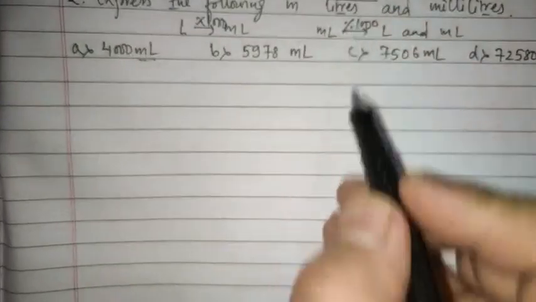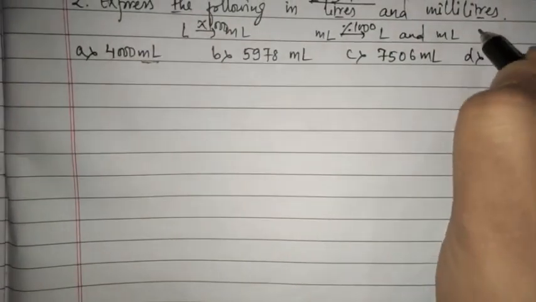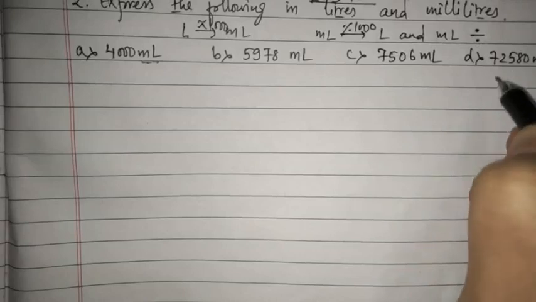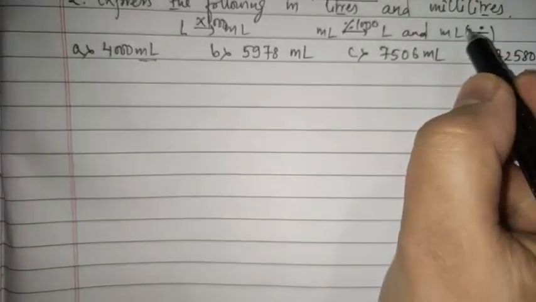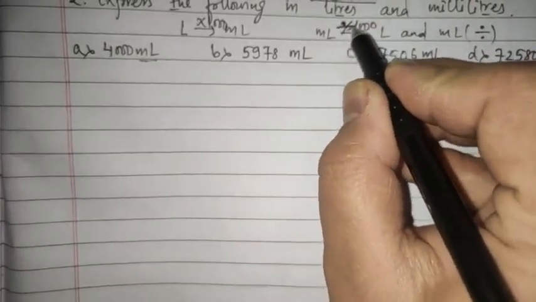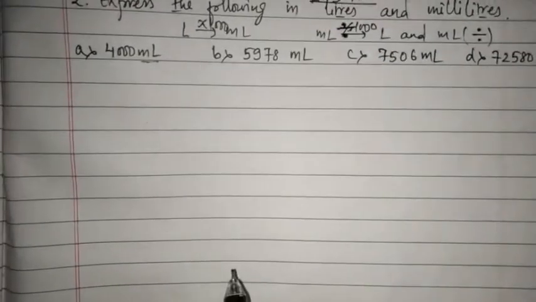Simple. This is a division sign here, not percentage. Okay, so I'm writing here, this is a division sign. I'm writing here the division sign, not the percentage. So I will correct it here. This is a division sign.